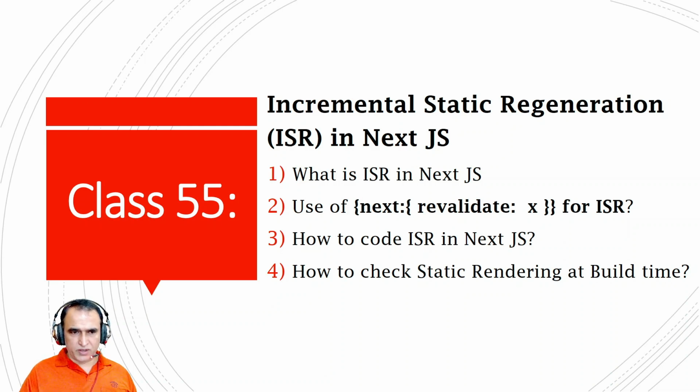In this video, we are going to understand incremental static regeneration, ISR, in Next.js. This is the combination of static and dynamic rendering because it tells Next.js that after a certain time, you have to regenerate HTML pages. That is called incremental static regeneration, and this time we define with the help of revalidate, and x is the time in seconds that we want to give to Next.js to generate the page again after a certain time. So we check this also.